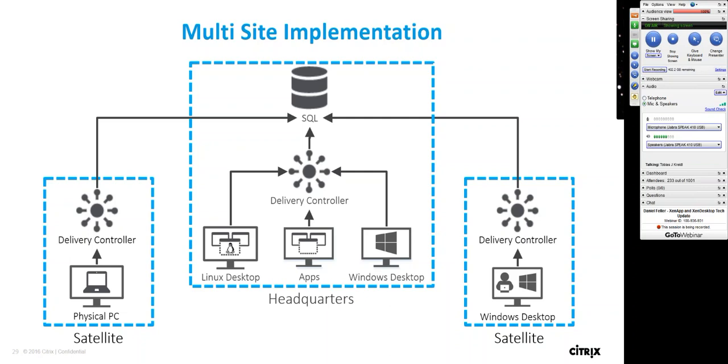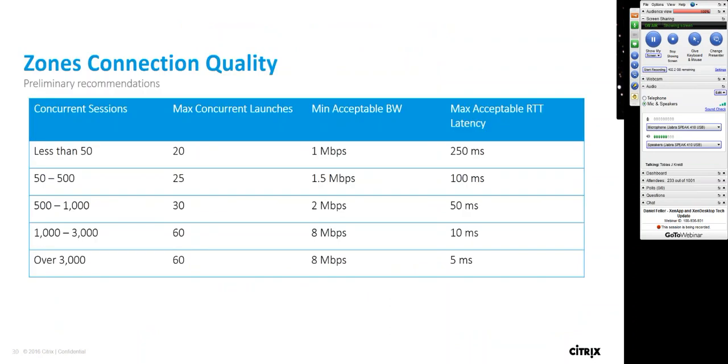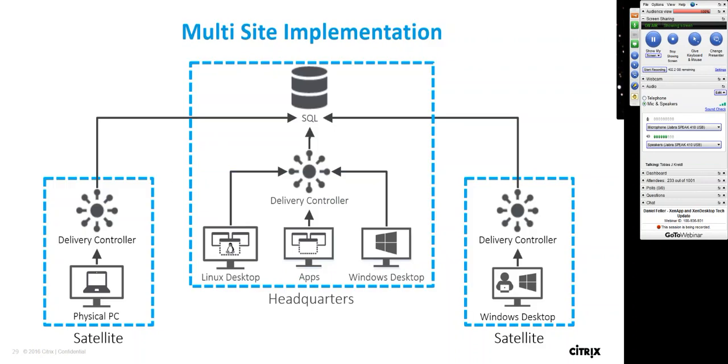How much bandwidth do you need, and how much latency can you tolerate to be able to handle zones of a certain size? So for instance, if you have 50 users or less, you don't need that much bandwidth, and you can have a lot of latency to support something like that. But as soon as you start adding hundreds and thousands of users, you need a lot more bandwidth, and you need very low latency, because all the delivery controllers at your remote sites have to talk to your central database to log a user in, to find a resource for the user.